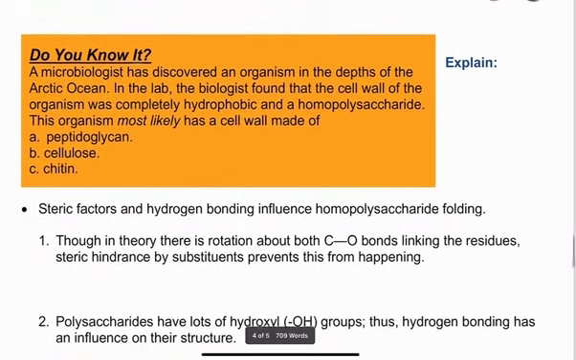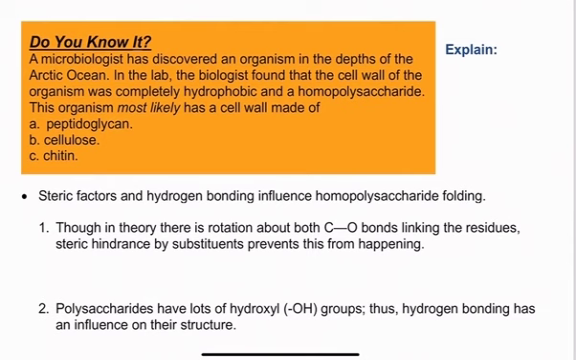Okay. And in this do you know it question, a microbiologist has discovered an organism in the depths of the Arctic Ocean. In the lab, the biologist has found that the cell wall of the organism was completely hydrophobic and a homopolysaccharide. The organism most likely has a cell wall made of. We know that the answer here is not peptidoglycan. We can eliminate peptidoglycan because it is not a homopolysaccharide. It is a heteropolysaccharide, which we learned in the beginning of the notes here.